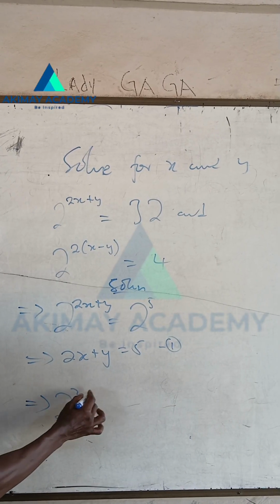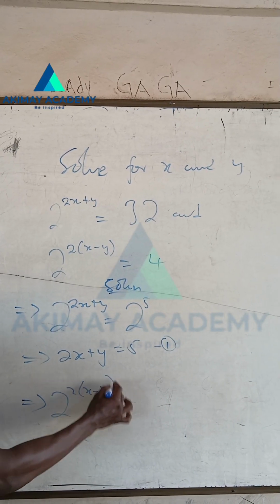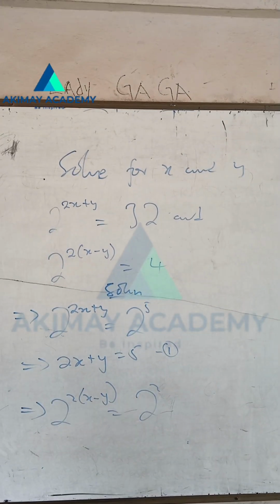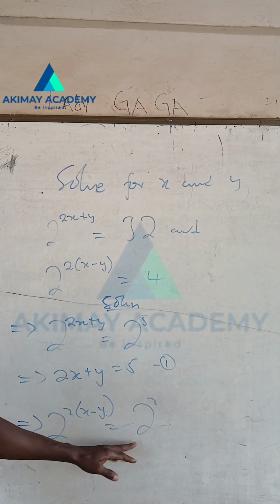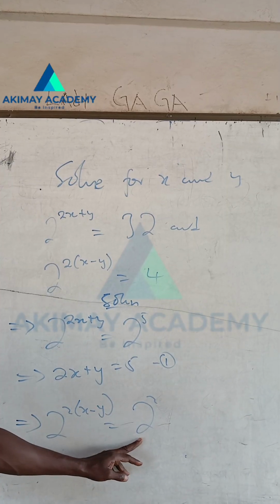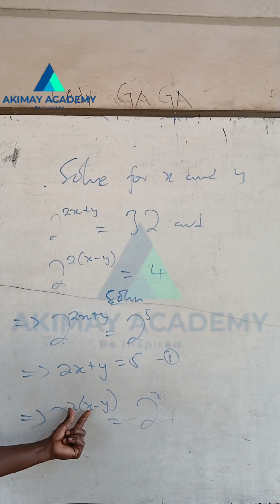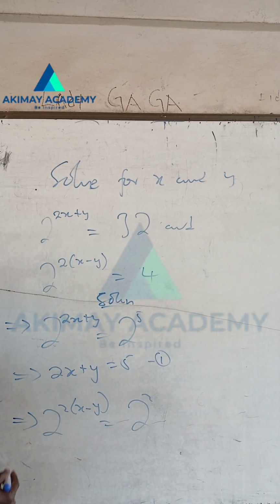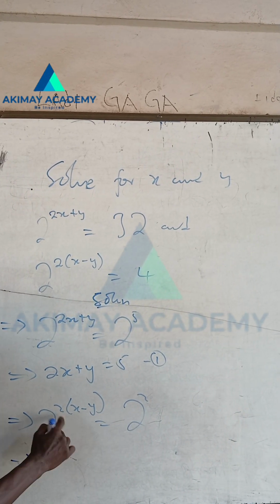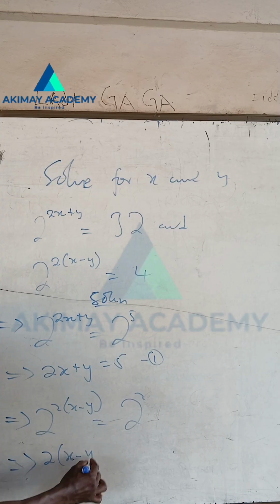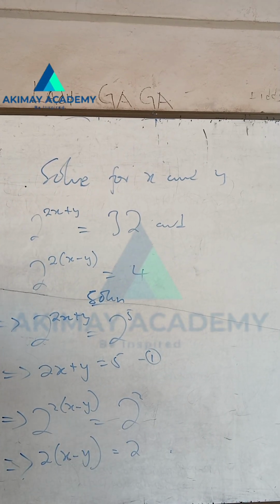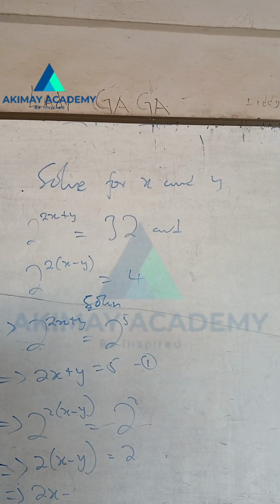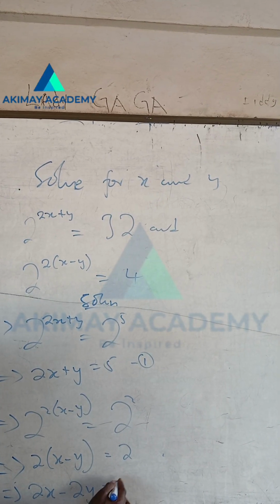Now we can see the bases are equal, so automatically the exponents can be equated. Over here we have x minus y equals 2. Let's expand this bracket. We are going to have 2x minus 2y equals 2.